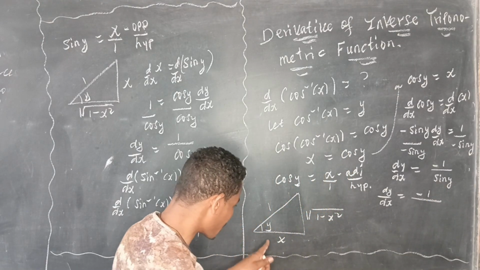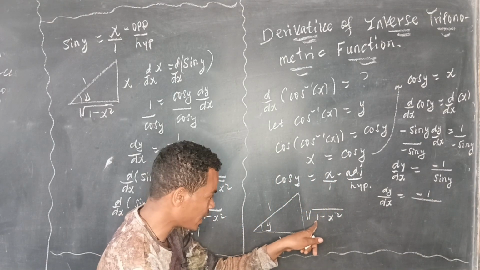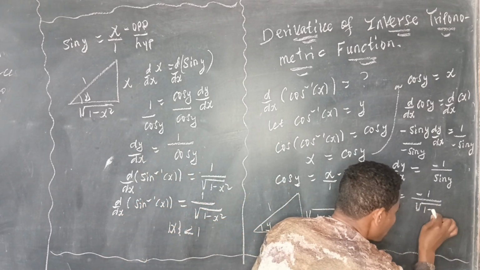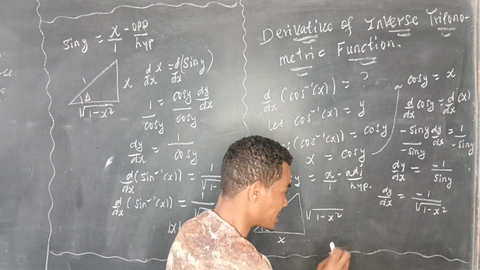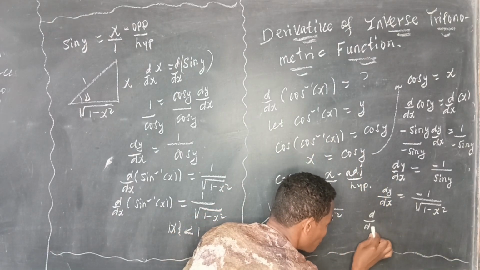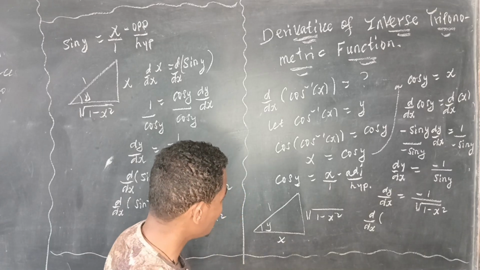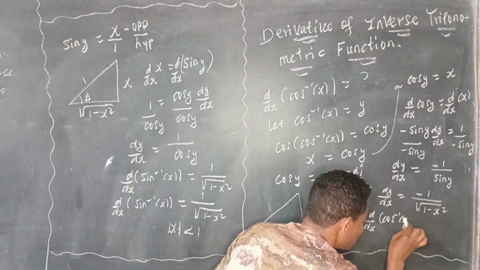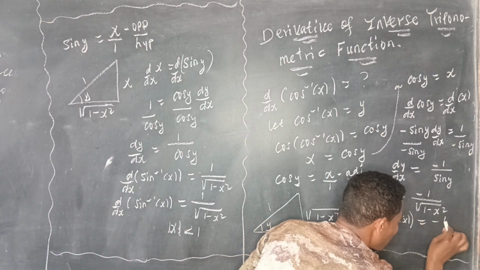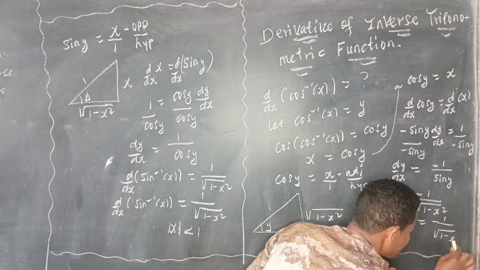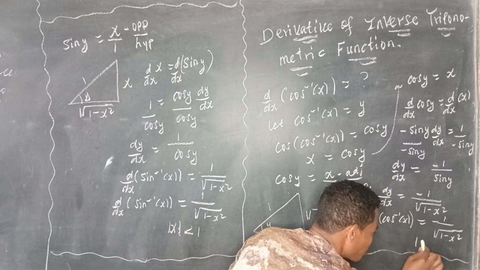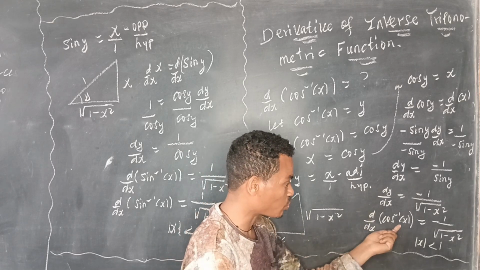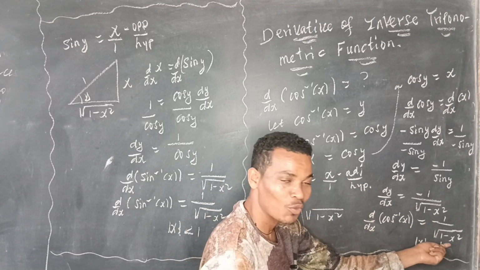Sin y is opposite side over hypotenuse. For this angle, the opposite side is this one and the hypotenuse is this one. So the opposite side is square root of 1 minus x square over 1. Therefore, the derivative with respect to x of y, which is cos inverse of x, is equal to minus 1 over radical 1 minus x square. Again, the expression holds for absolute value of x less than 1. That means the derivative of cos inverse of x is minus 1 over radical 1 minus x square.